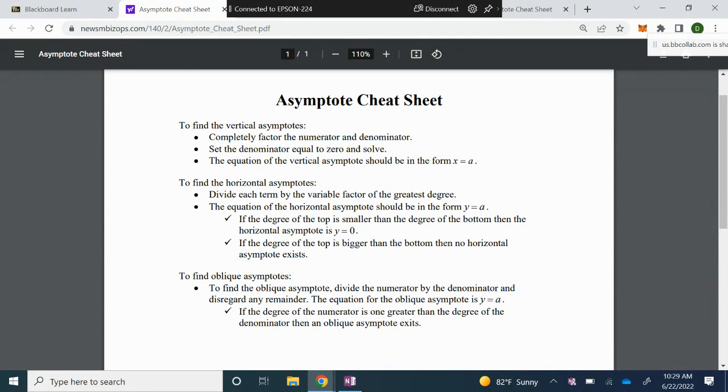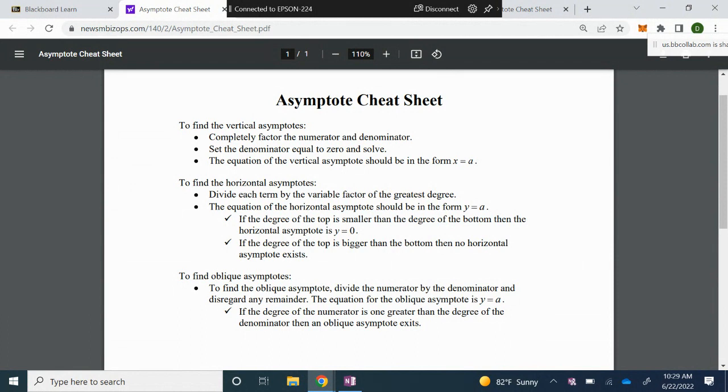So what that means is, let's say you're looking at an equation and the largest power on x is x to the third power. You would simply divide every term by x to the third power. Okay, and we're going to take a look at an example. Then it says that the equation of the horizontal asymptote should be in the form y equal to a.